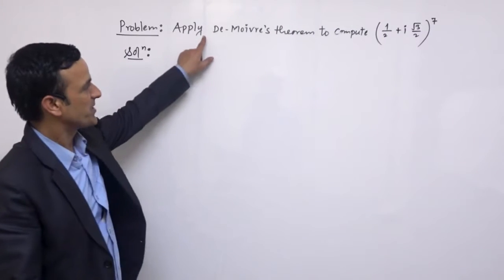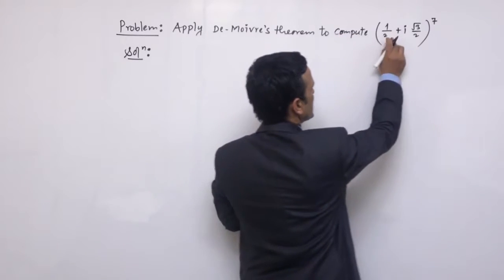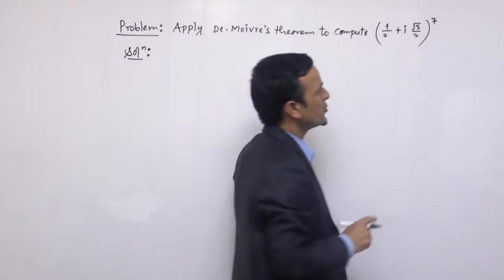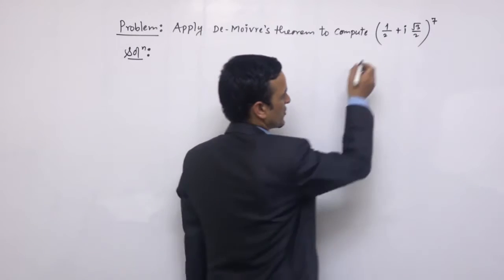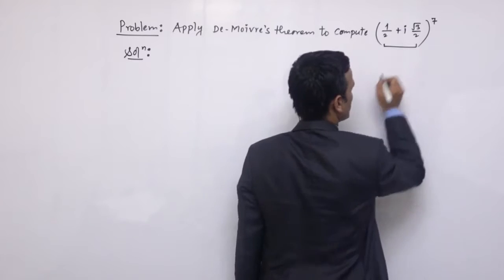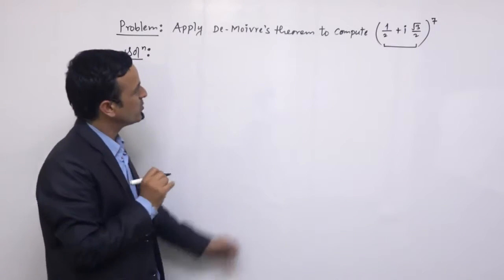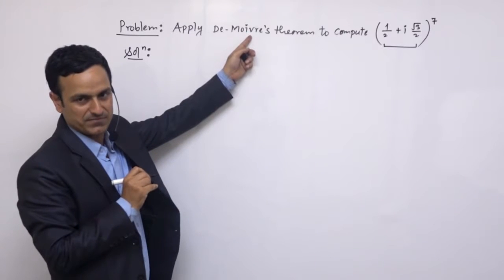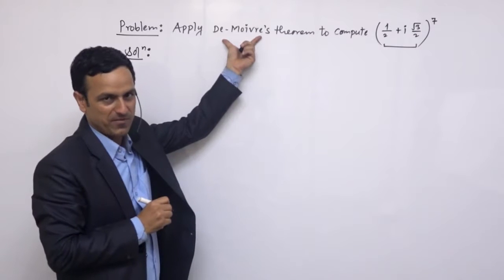Now we have another question. Apply de Moivre's theorem to compute this one: 1 by 2 plus I root 3 upon 2 power 7. So first of all, we have to change this expression into polar form. If polar form chaina bhane, we can't use de Moivre's theorem. So de Moivre's theorem is directly related with polar form.